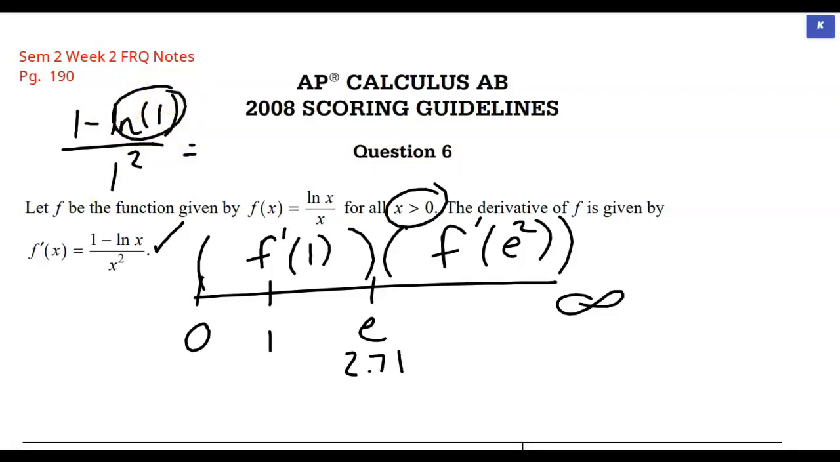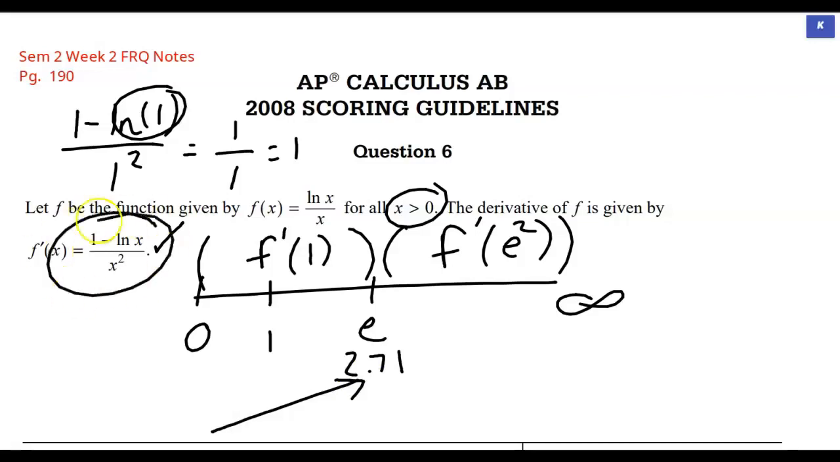So we have 1 minus 0 on the top, which is 1. 1 squared on the bottom is 1, and so we end up with 1. That's a positive number. So my function is increasing on this interval, since my slope is positive. All right, let's do the next one.